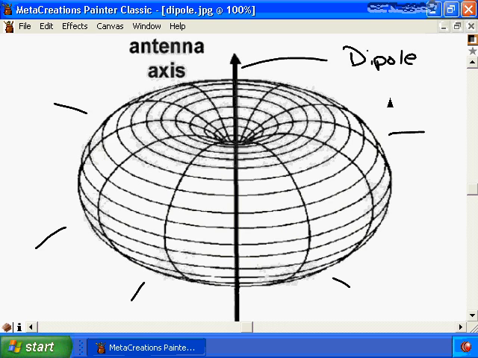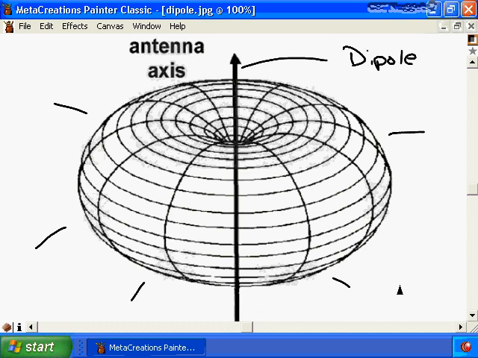So one of the takeaway points from this is that an omnidirectional antenna, such as a dipole antenna, radiates equally in all directions around its axis, or around the antenna itself, but it doesn't form a perfect sphere. Now, a theoretically perfect antenna would radiate its RF signals equally in all directions to form a perfect sphere, or a perfect ball-shaped radiation pattern.